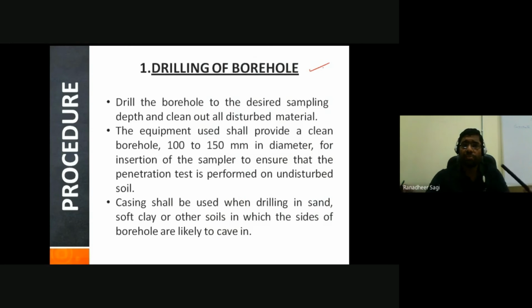Okay, so first step is to make the borehole into the ground. Okay, so typically a borehole of diameter 100 to 150 mm is what we are going to be making into the ground. Ultimately, what I should understand is the size of the borehole should be at least 10 mm greater than that of the diameter of the split spoon sampling tube what you are going to be using there. Okay, that is something what you should be carefully understanding.